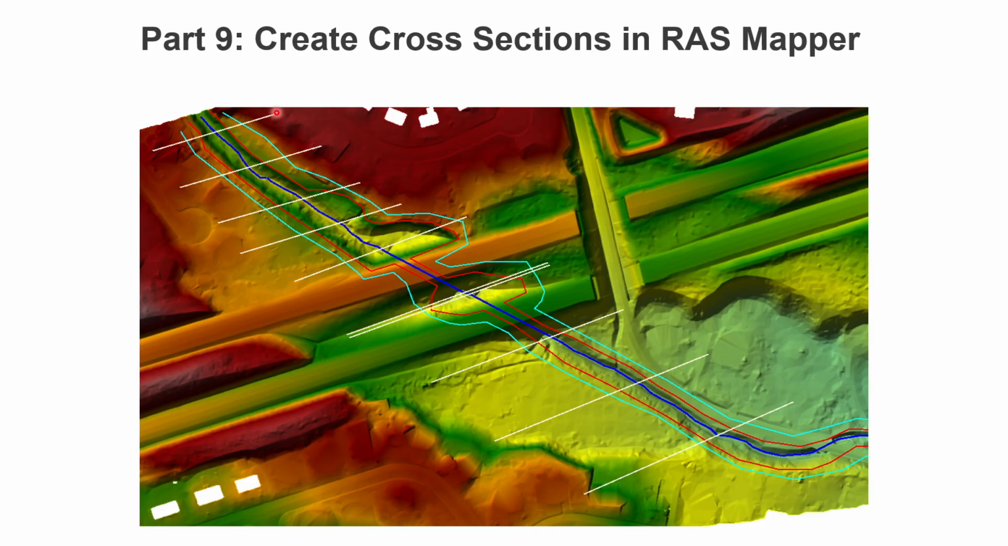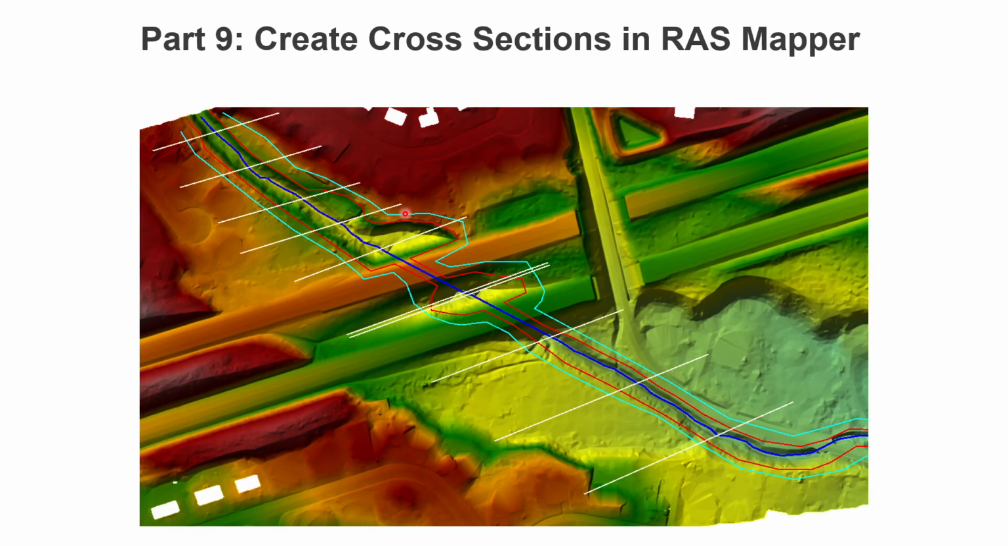The cross sections must not be more than 500 meters apart. We can have as many cross sections as possible. The more the better, but the more work, because we have to do some editing towards the end.